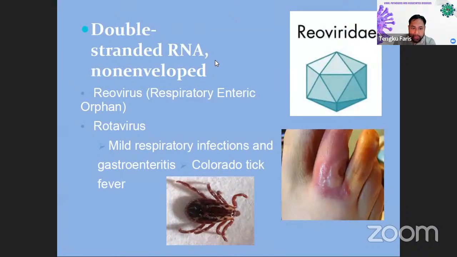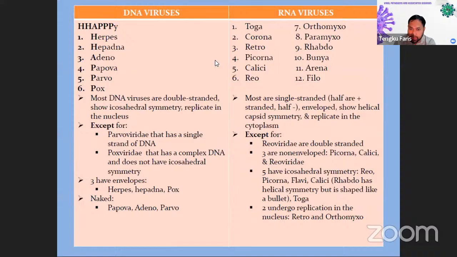Reoviridae, this is common, as I mentioned, some of them use insects, like in this case Colorado tick fever. The Colorado tick is the insect that carries this Reovirus. So once the tick bites you, it also transfers the Reovirus to you and causes respiratory enteric orphan infections, and also a condition as I put inside the figure.